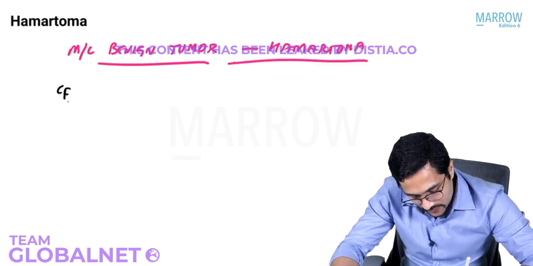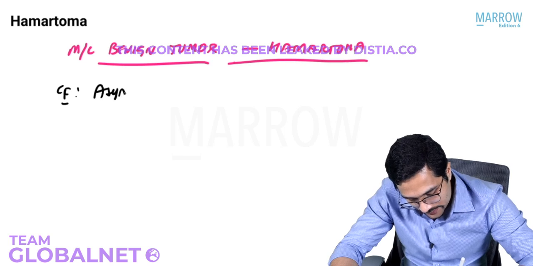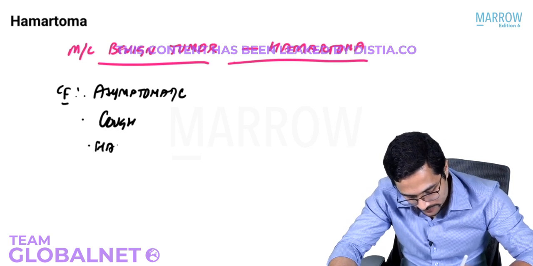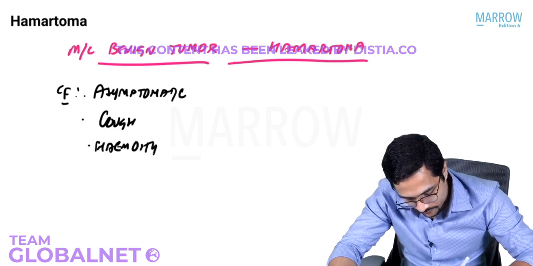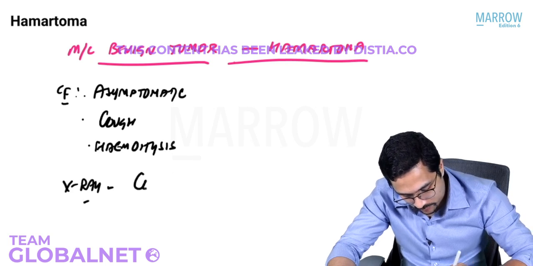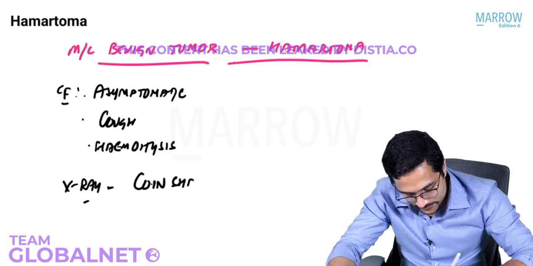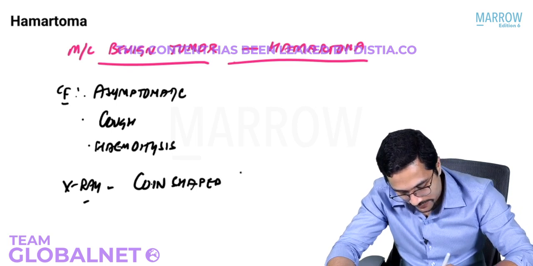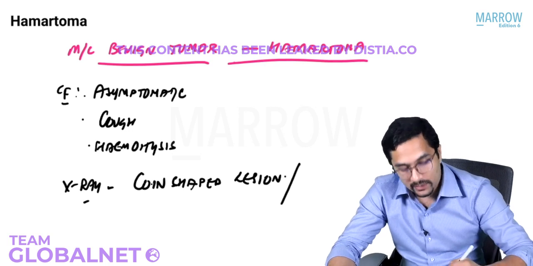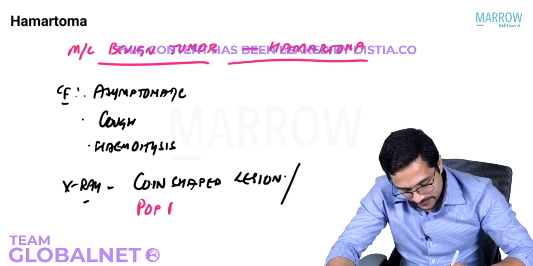And the clinical features: mostly these patients are asymptomatic, or they can come with cough or hemoptysis. When we do an X-ray, we are going to get a coin-shaped lesion, or we can get popcorn calcification. That is what we'll see.